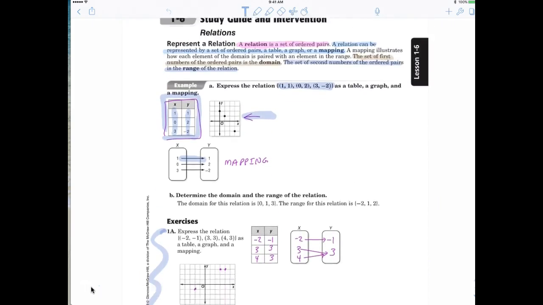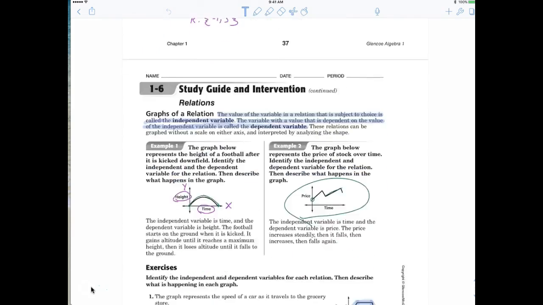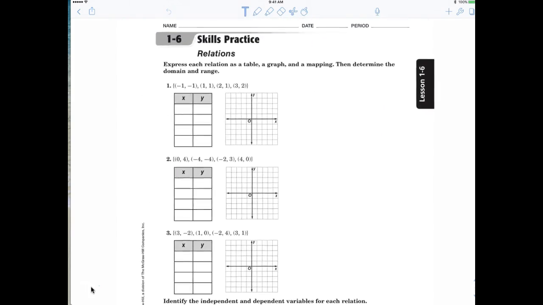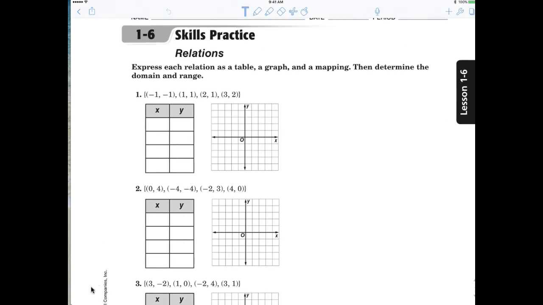I know we worked without the worksheet yesterday, and then I finally got it to you. But let's just take a quick look at relations here, just to make sure, and to show you how simple it is. Express each relation as a table. All we're doing is converting these ordered pairs into a table and into a graph.